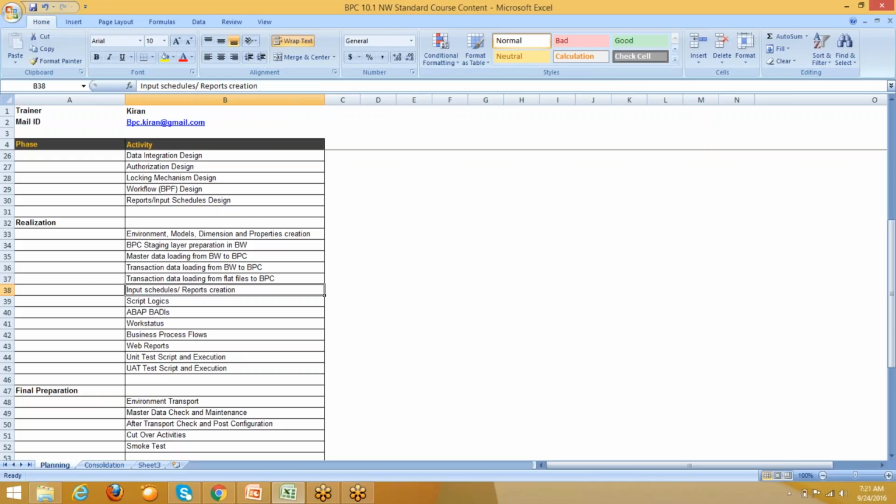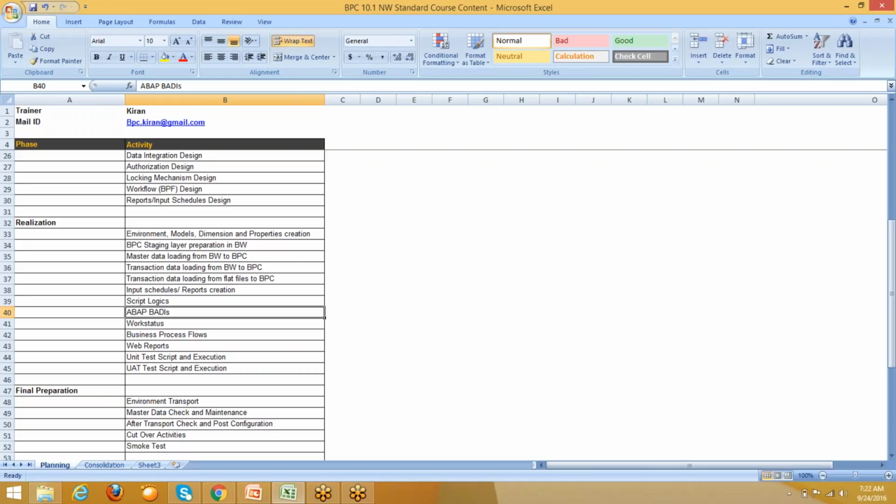We are going to create some input schedules and reports in the system. We are going to execute script logics required for the calculations. In the sales planning, I have some calculations, and in COGM, I have some calculations. So in order to execute these calculations, how to create the script logic and how to enable the script logic. We are going to discuss BAdIs, business add-ins: if some functionality you are not able to execute with script logic, how the BAdI functionality of BPC can be used.